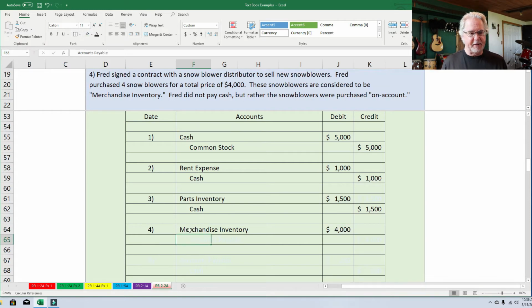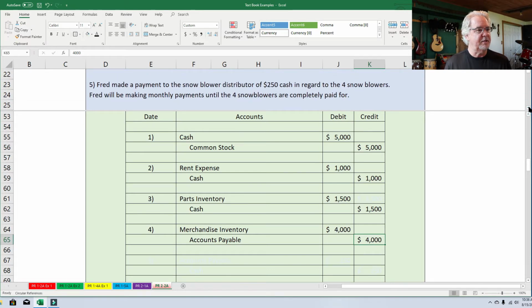Now, no cash is being paid, but it's being paid on account. On account means there's a liability. Money's owed. Accounts payable. So you want to list accounts payable. $4,000. There you go. All right, coming down the list.